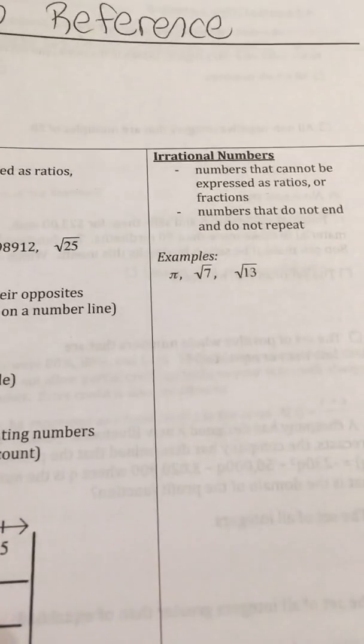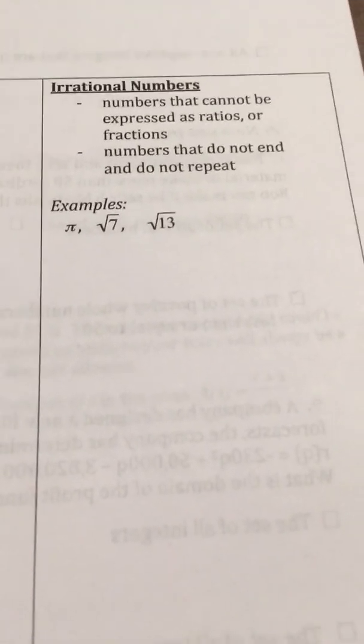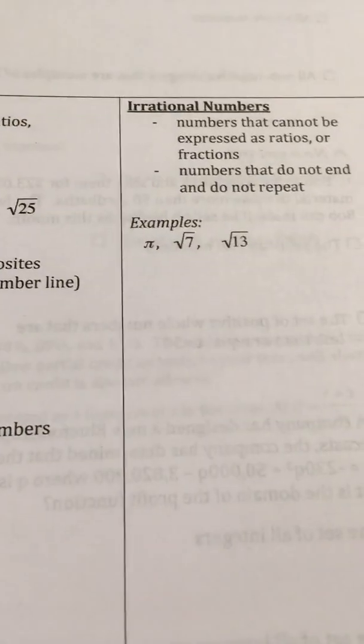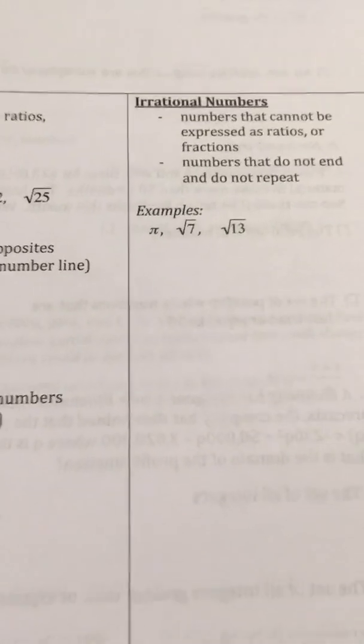Irrational numbers would be anything that cannot be expressed as a fraction, ratio, or decimal. They're numbers that do not end and do not repeat. They're usually just pi and square roots of non-perfect squares.